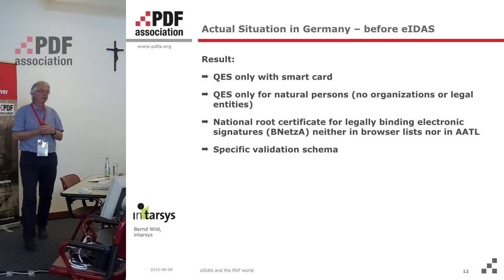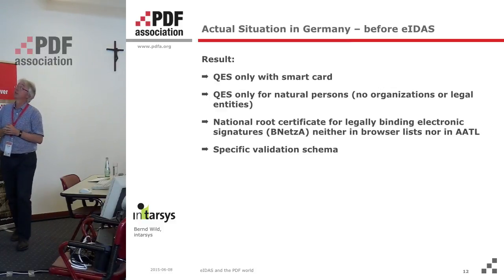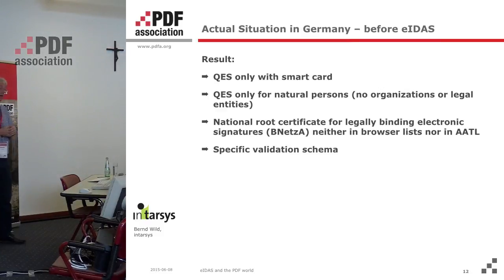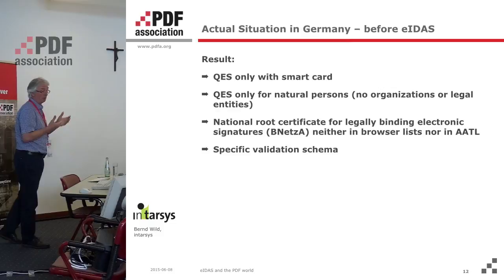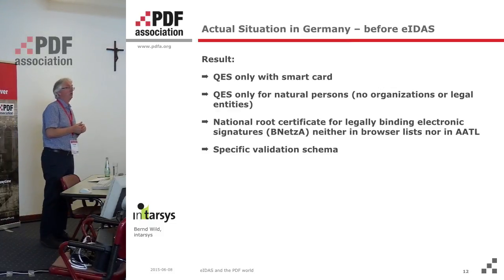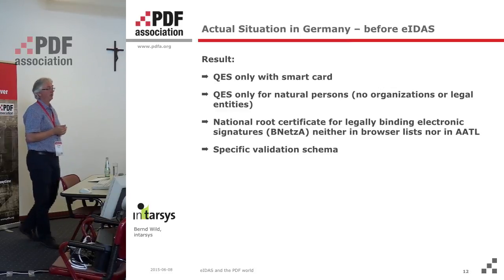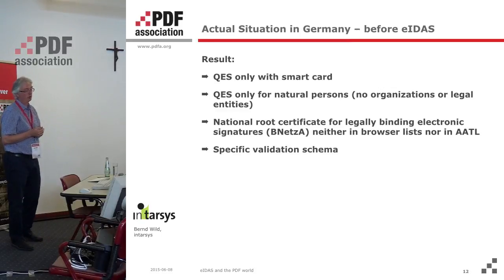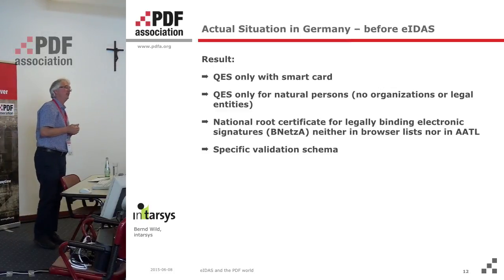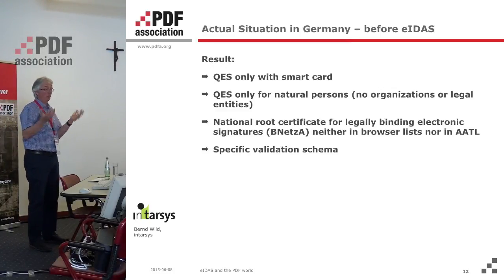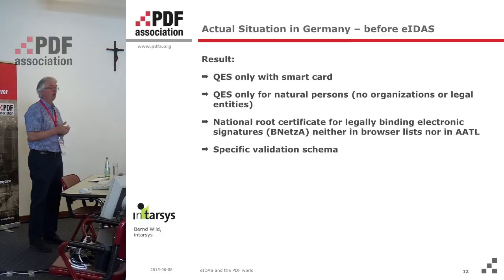Okay, the other thing was that the national root certificate for legally binding electronic signatures from the BNetzA was not contained in the browser lists, or in the AATL of Adobe. And this led to the problems I have mentioned when you want to exchange such a document cross-border to other countries or to other persons. And we have a very specific validation schema for how to validate such a signature in Germany, which is not the same in detail as in implementations of other countries, or as Adobe Reader would validate such a signature.